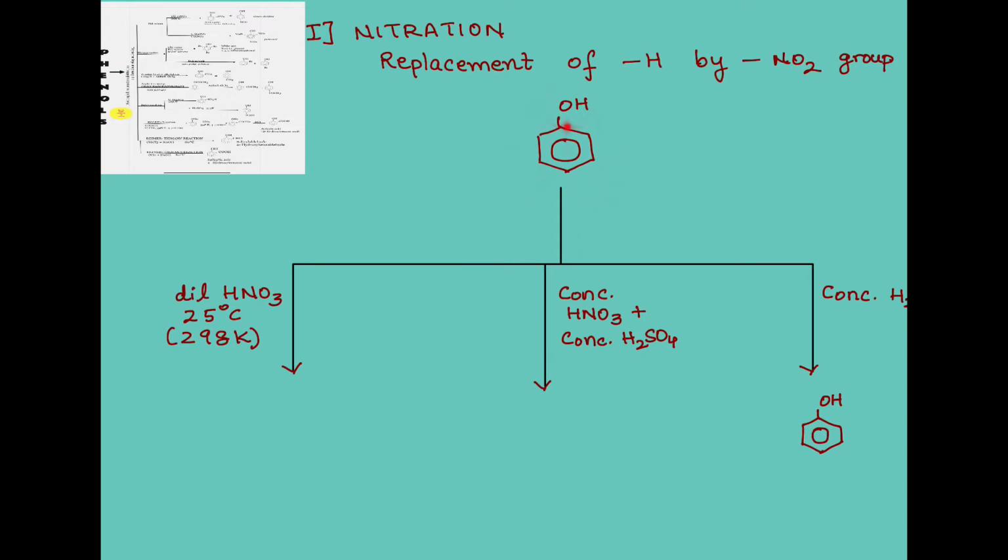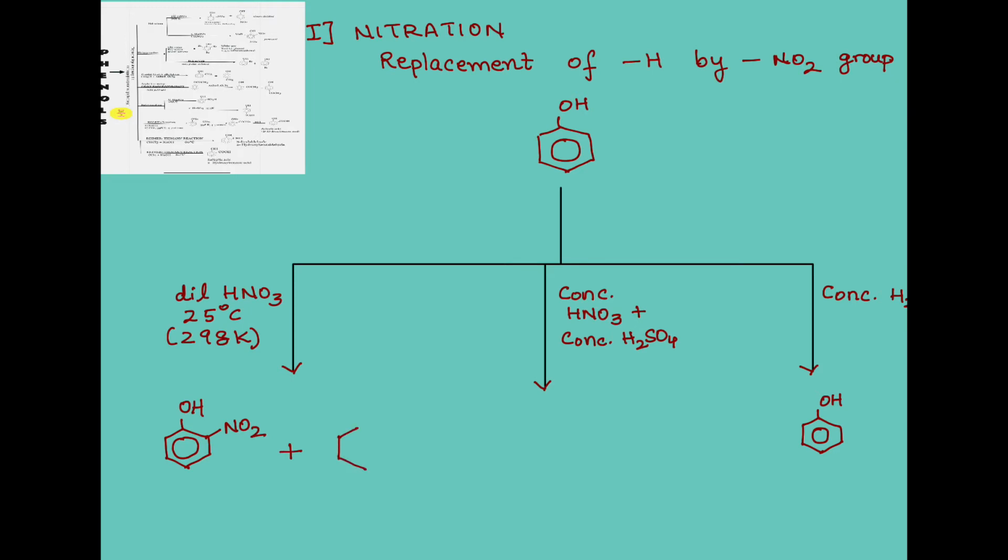That is phenol with dilute HNO3 at a low temperature of around 25 degrees Celsius. Go ahead, draw. We will have ortho and para nitrophenol. So ortho nitrophenol and para nitrophenol.